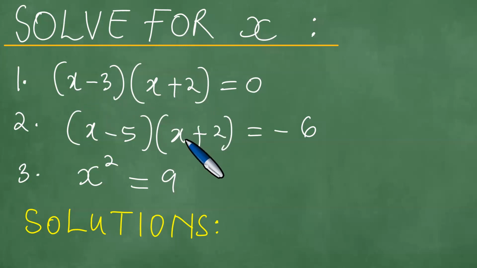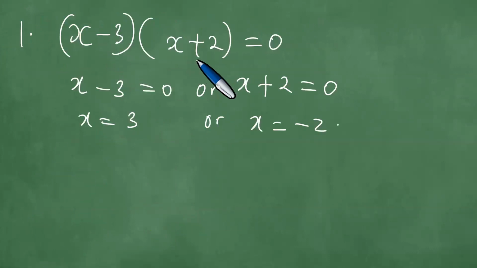x minus 3 into x plus 2. Tando gave a suggestion, and we were given x minus 3 into x plus 2 equals 0. Tando was able to realize that we have two solutions, x equals 3 or x equals minus 2, using the fact that if the product of two expressions, in this case two linear expressions, equals 0, it means that x minus 3 equals 0 or x plus 2 equals 0. By transposing, x equals 3 or x equals minus 2.